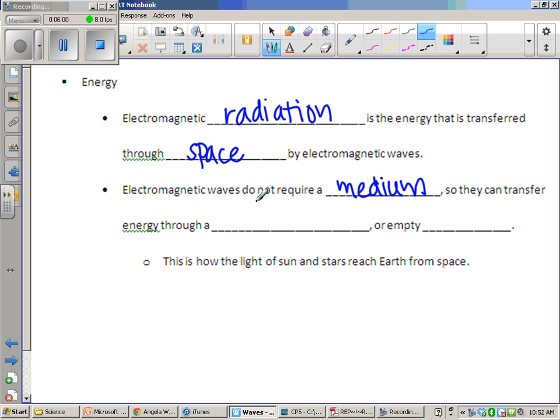So they can transfer energy through a vacuum or empty space. And that is how the light of the sun and the stars can reach Earth from space.